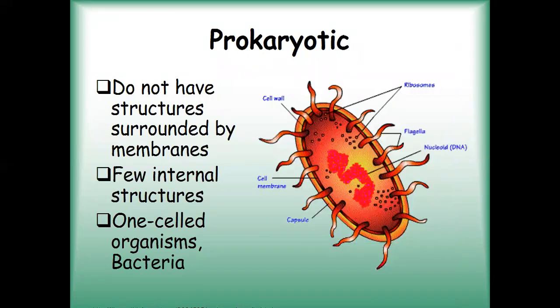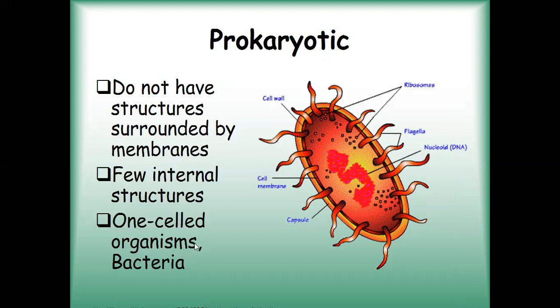First, let us study about the prokaryotic cell. It does not have structures surrounded by membranes. Karyon means a nucleus and pro means primitive. So the organisms which have a primitive nucleus are known as prokaryotic organisms, or prokaryons. They do not have membrane-bound organelles inside the cell. Inside the cell, if you see, there are no organelles present. There are a few internal structures, like you can see cytoplasm, you can see a few ribosomes, but not all organelles are present inside the prokaryotic cell.